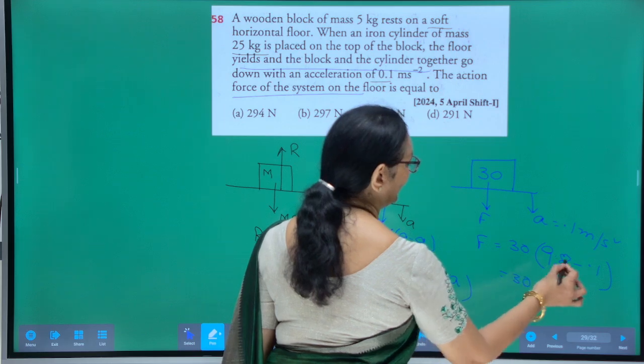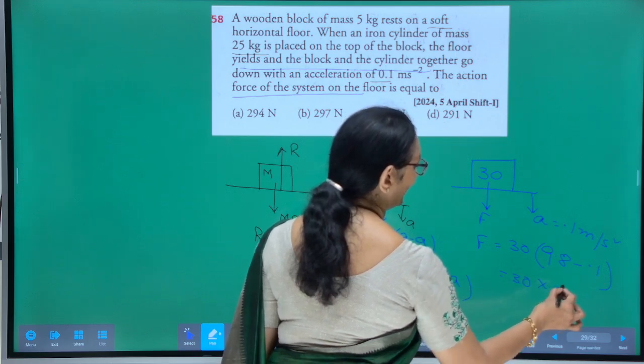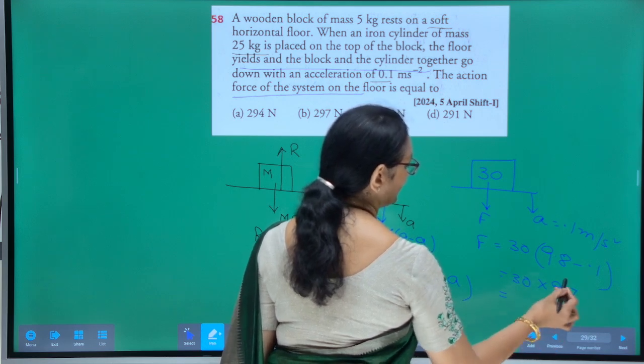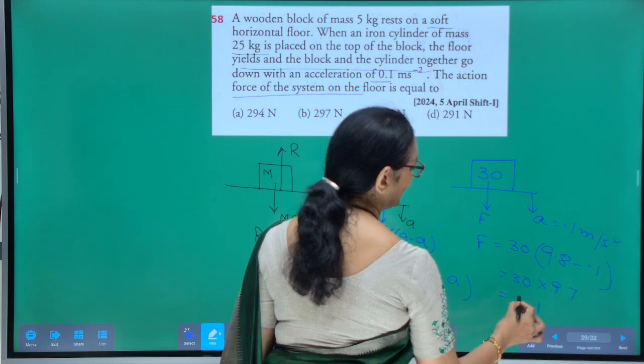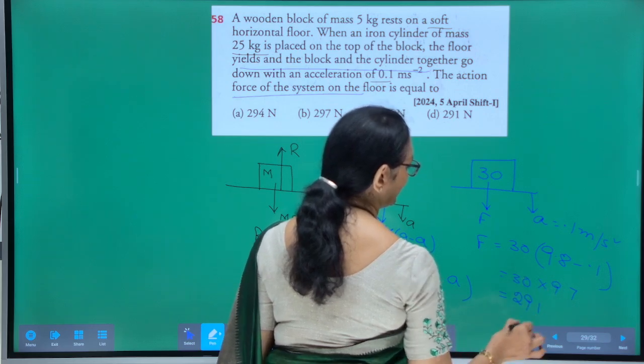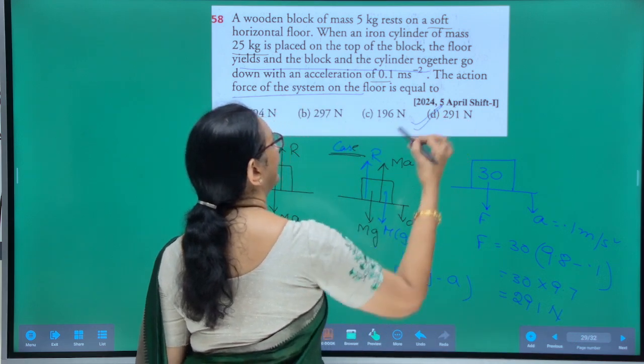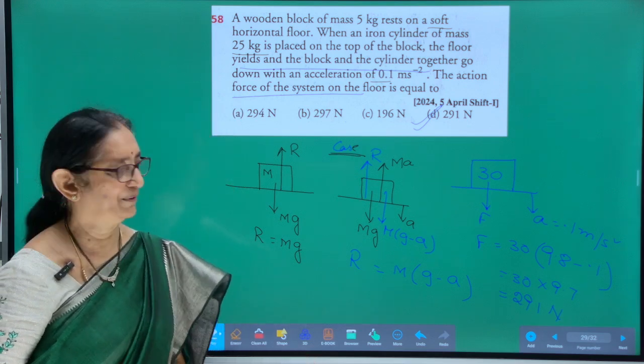This is 30, 9.8 minus 0.1 is 9.7, 97 into 3. 3 sevens are 21, 3 nines are 27 plus 2, 291 Newton. This is the correct option for that problem.